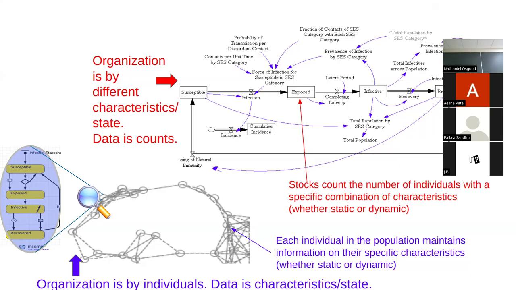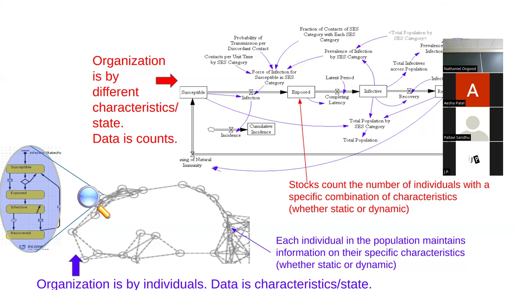In an agent-based model, what is the data? The organization is by agent. What's the data that we keep track of? Their characteristics, their state with respect to each state chart, for example. Maybe it's also things like their age, their income, or their immigration status, whatever. We keep track of that for each agent. So the organization in an agent-based model is by agent. The data maintained for each unit of organization, each agent, is the current state and characteristics of that agent.